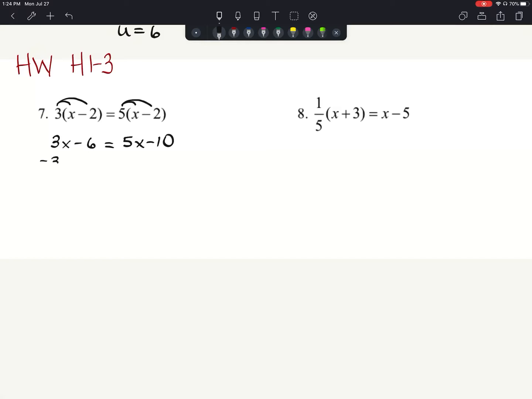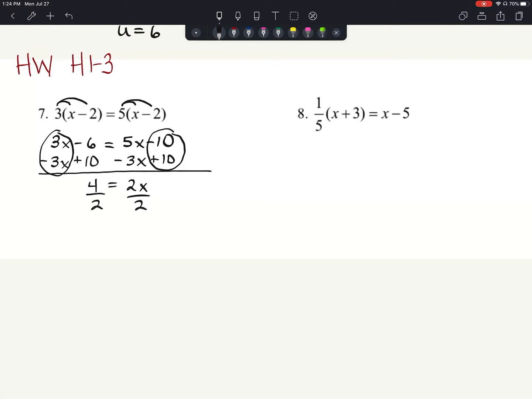Let's go ahead and move our variables onto the same side. So let's subtract 3x from each side. And, rather than do another step after that, I know this is going to zero out. I need to get this negative 10 to zero out, so I'm going to add 10 to this side so that zeroes out, and then add 10 to the other side to keep it balanced. Negative 6 plus 10 is 4, and 5x minus 3x is 2x. In the end, we should get that x equals 2.